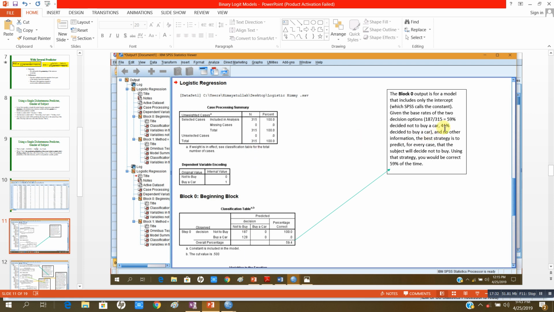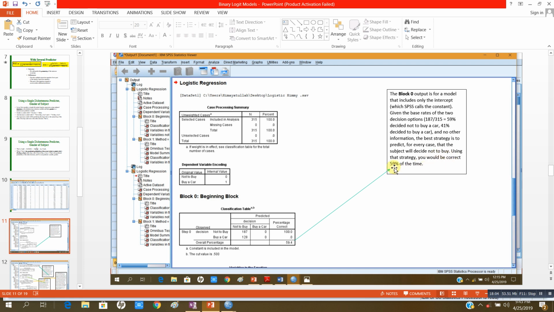So the best strategy is to predict for every case that the subject will decide not to buy a car. Using that strategy, we would be correct 59% of the time. So this term 59.4% means that using this strategy we would be correct 59% of the time.